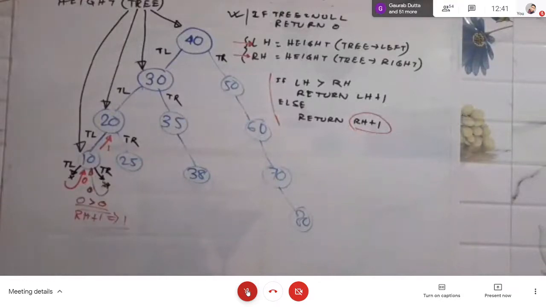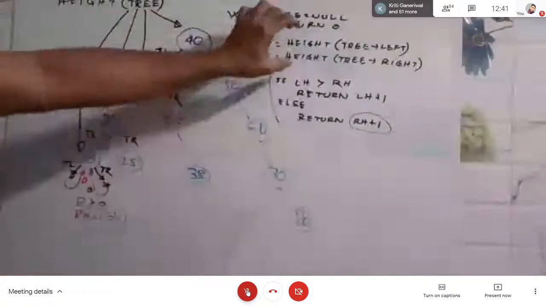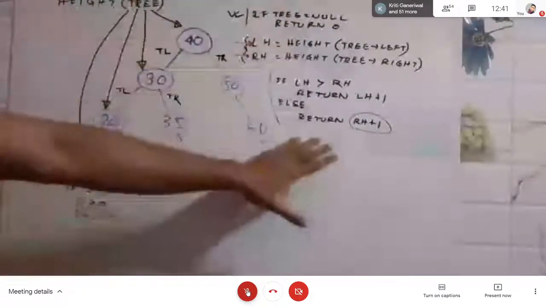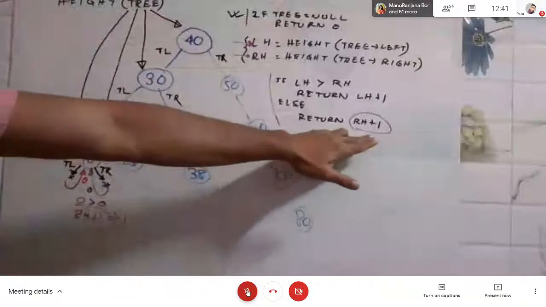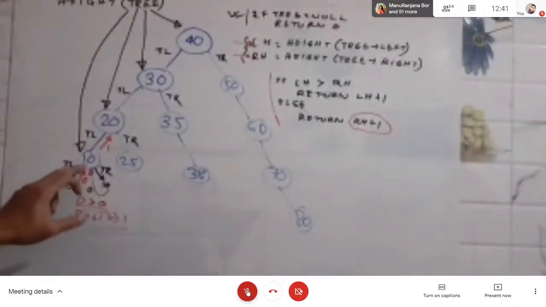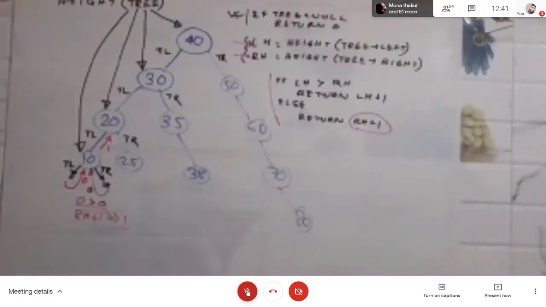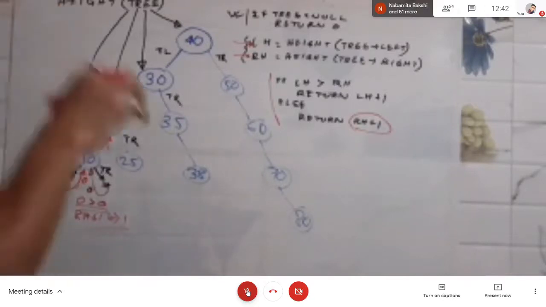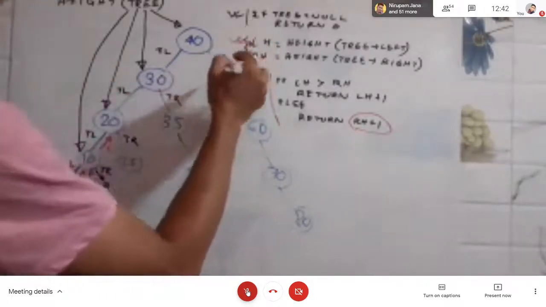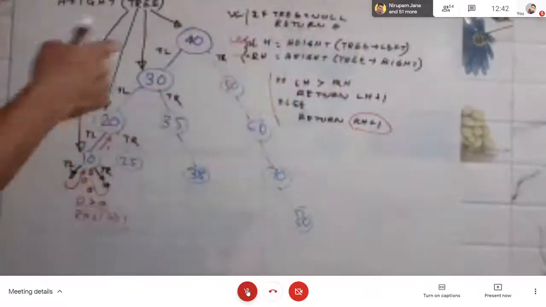Clear? So when 20 was calling 10, and 10 was calling its null child, 10 is computing all the things because it is returning, it is a backtrack. So it is comparing all the things and getting the value RH plus 1, which is 1. And now 10 is returning to its call point. Call point means it was called from 20 as a left child. So 20 is now getting the value 1 from 10. That means sitting at 20, this line is complete. This LH is returned back as 1.